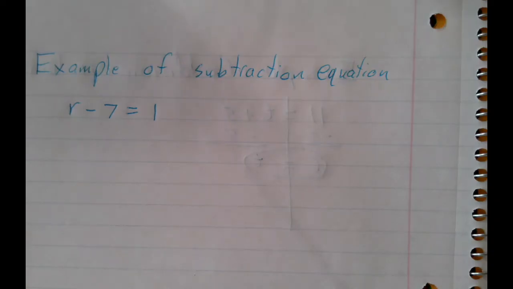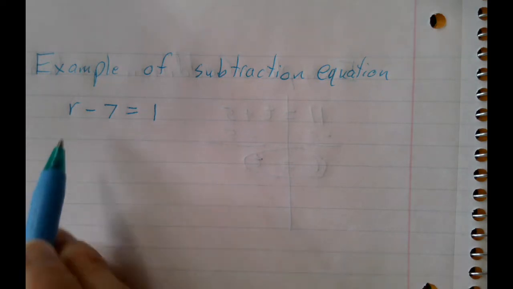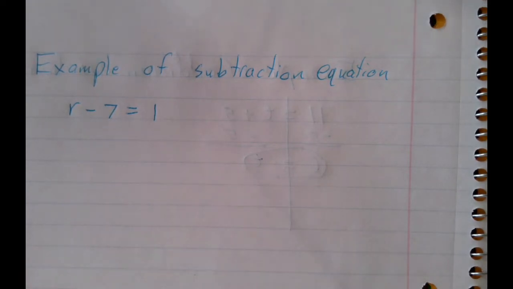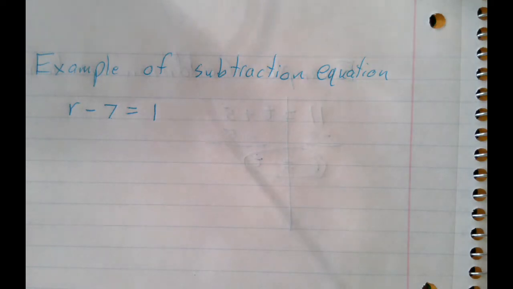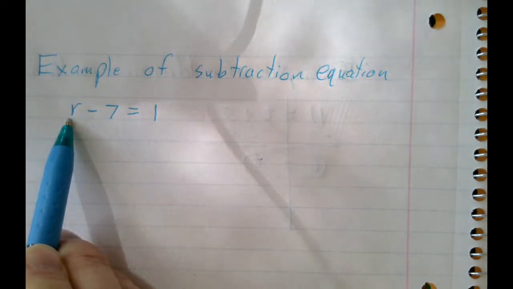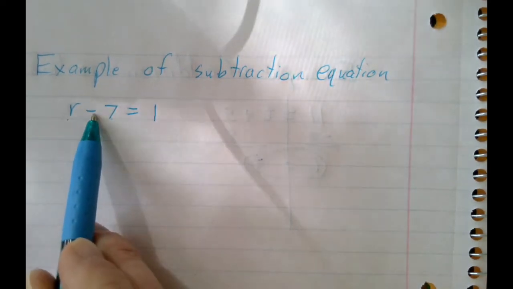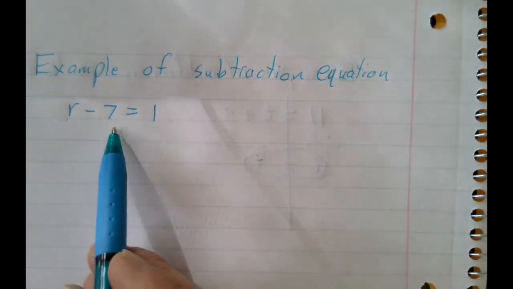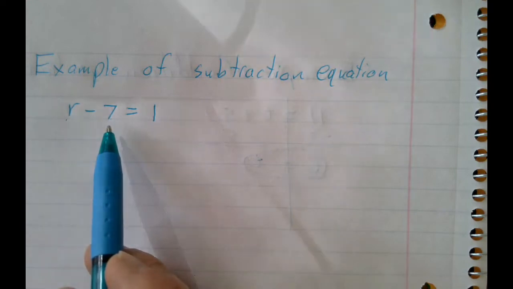Okay, let's take a look at this example of a subtraction equation. r minus 7 equals 1. Same situation exists here, except rather than doing addition to begin with, we're doing subtraction. And you have to think to yourself, how do I get the variable alone, the r? I'm subtracting 7, so in order to get it by itself, I have to add 7. r minus 7 plus 7 is r. So we're going to have to add 7 to both sides.